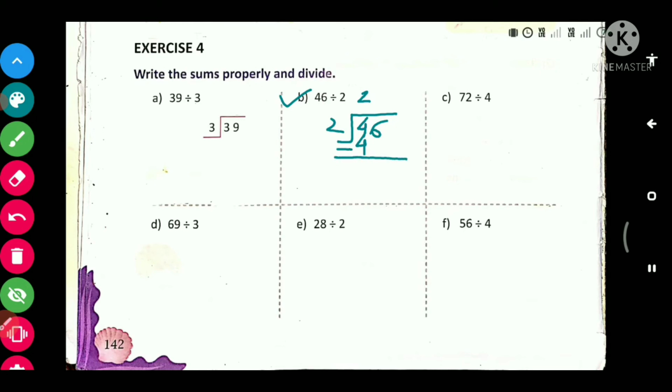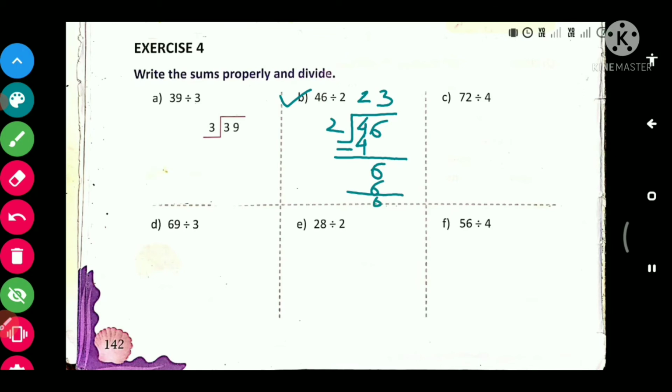Now we'll do subtraction. 4 minus 4 is 0. This 6 comes here. Now we'll see the multiplication table of 2. 2 ones are 2, 2 twos are 4, 2 threes are 6. So we'll write 3 here and 6 here.